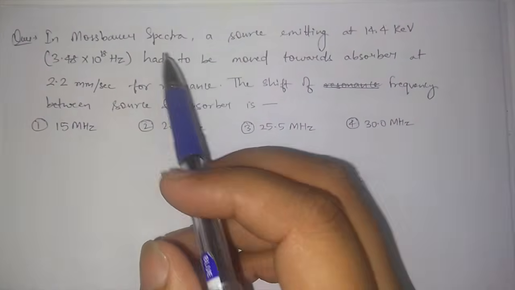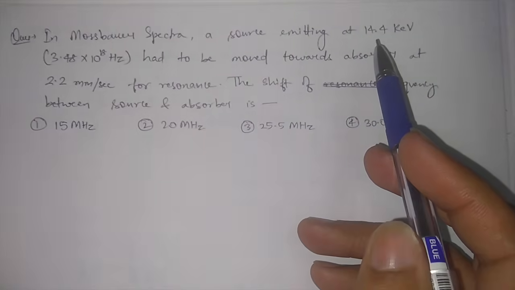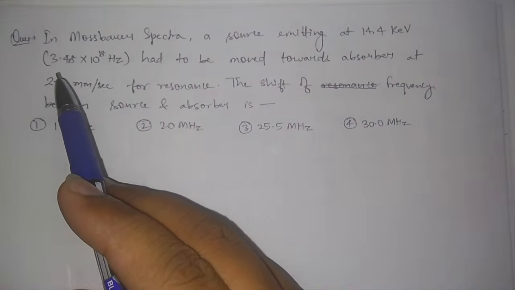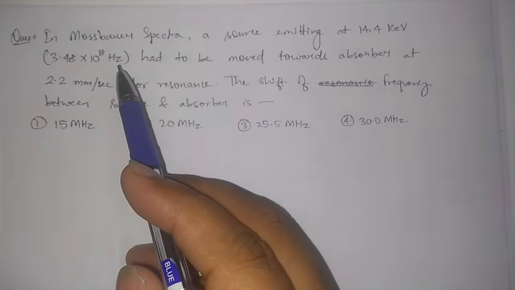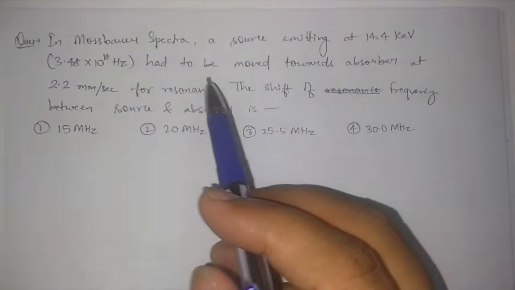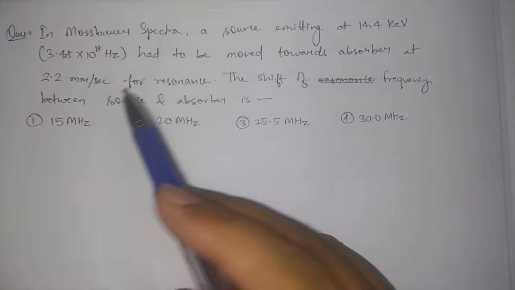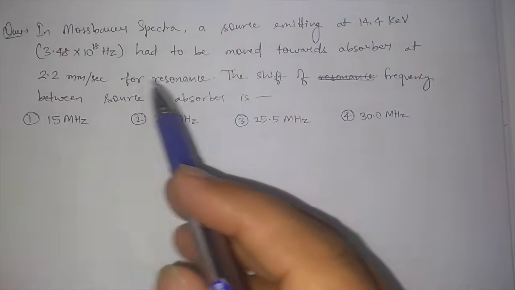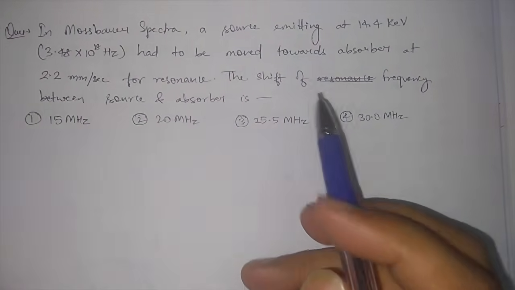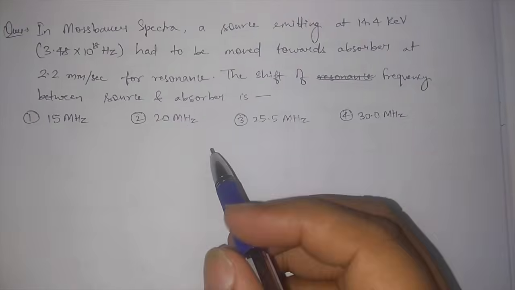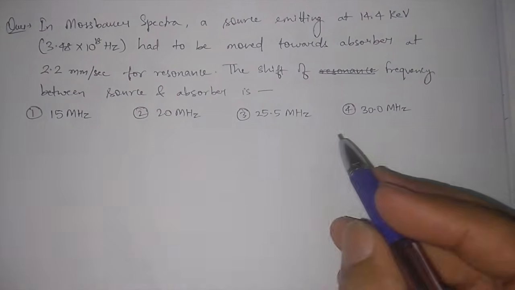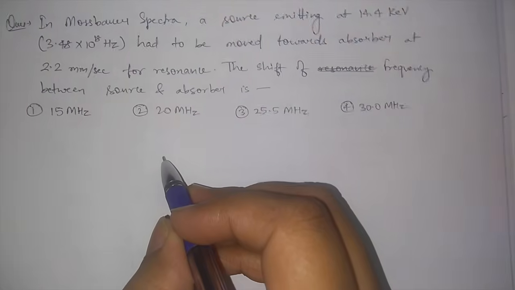The question says that in Mossbauer spectra, a source emitting at 14.4 kilo electron volt, which equals 3.48 into 10 to the power 18 hertz, is given to you. It has to be moved towards the absorber at 2.2 millimeter per second for resonance. Now the shift of frequency between source and absorber is, and you have to tell the answer in megahertz. So how to do this question?